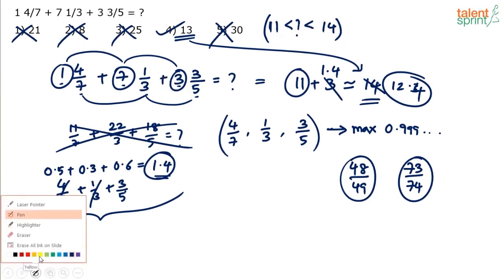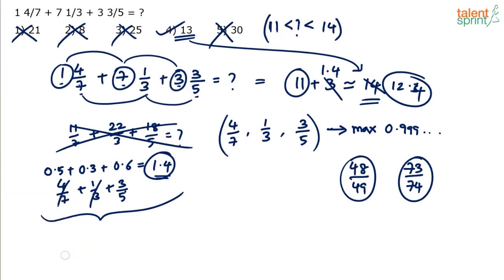Let me use a different color to explain that. Let's say we have, instead of plus 3 by 5, minus 3 by 5. So what happens? 1 plus 7 is 8. These two have to be added, and 3 has to be subtracted. 8 minus 3 is what? 5. So the integer sum is going to be 5.